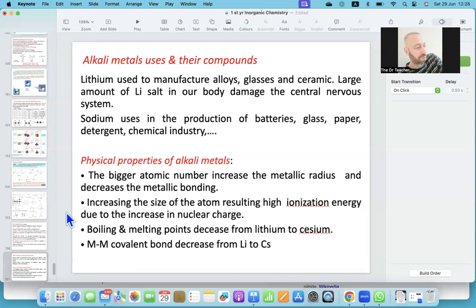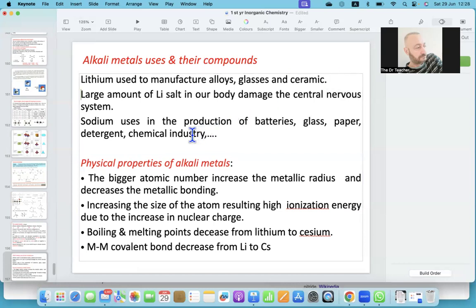And then the alkali metals uses and their compounds. Lithium is used to manufacture alloys, glasses, ceramic. A large amount of lithium salt in our body damages the central nervous system. So lithium is dangerous. Sodium is used in the production of batteries, glass, paper, detergents, chemical industry, etc.